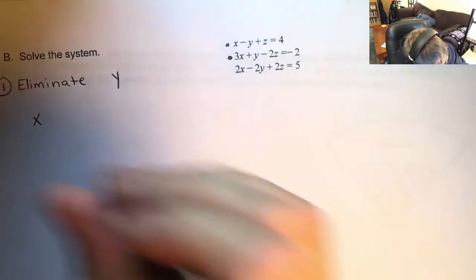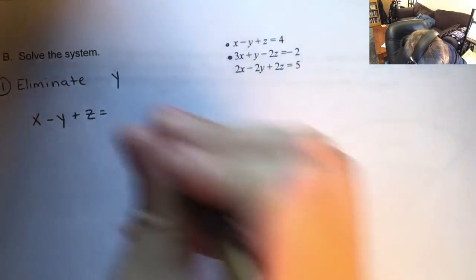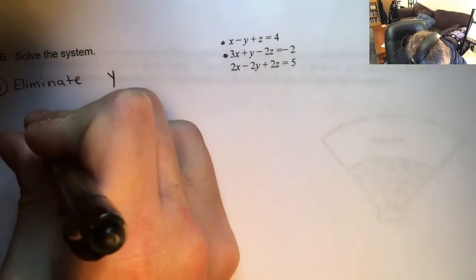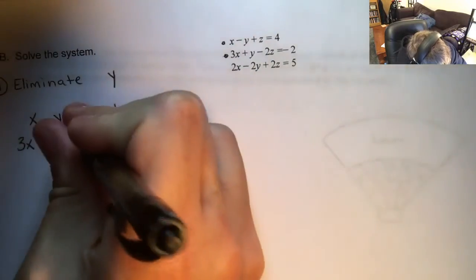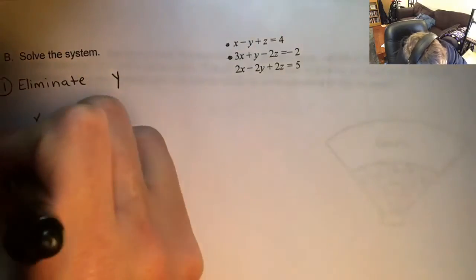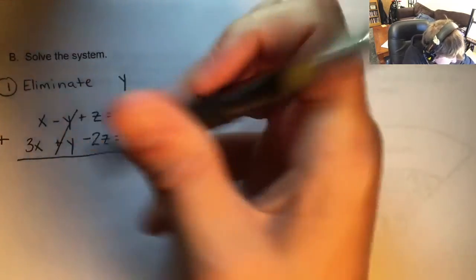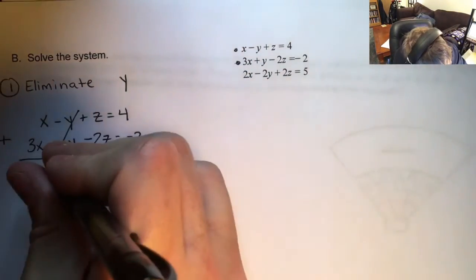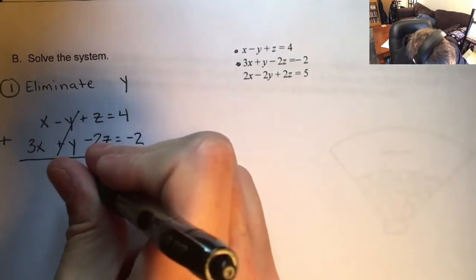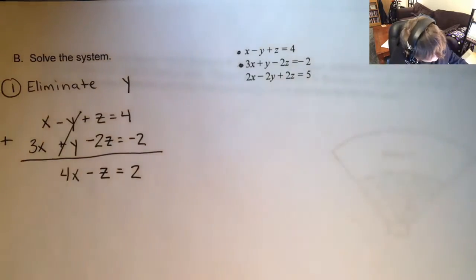So I'm going to get x minus y plus z is equal to 4, and then 3x plus y minus 2z is equal to negative 2. Again, we have opposites already, so there's no multiplication to be done, so we can just cancel these out completely. x plus 3x is 4x. z plus negative 2z is negative z. 4 plus negative 2 is 2. Okay, sweet. Done with that.